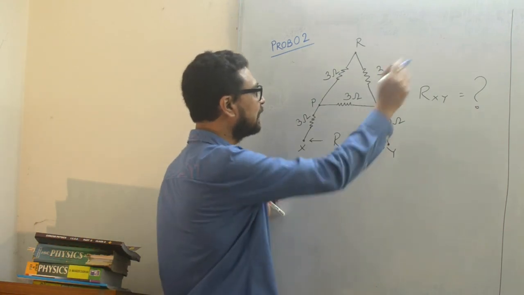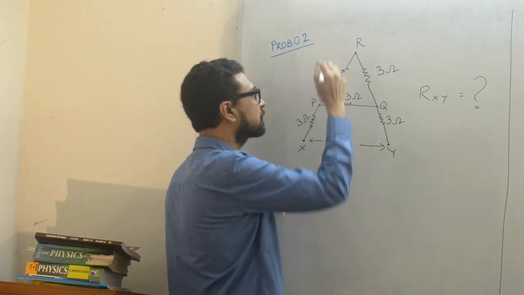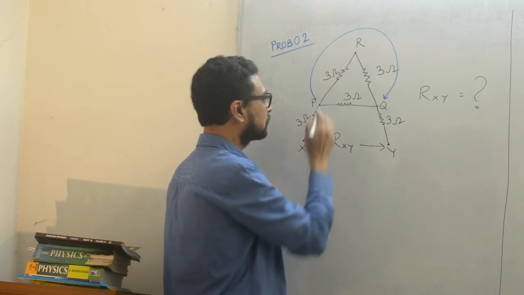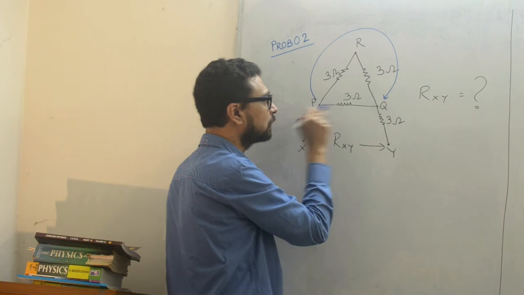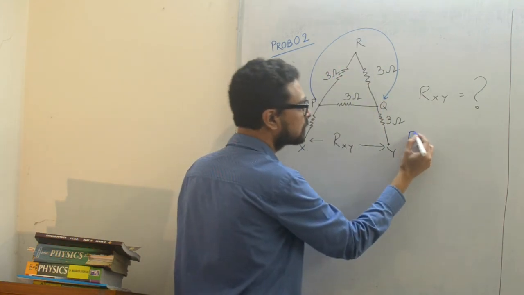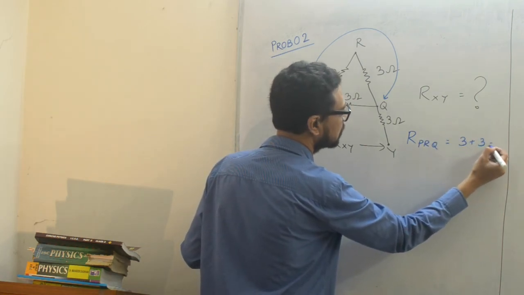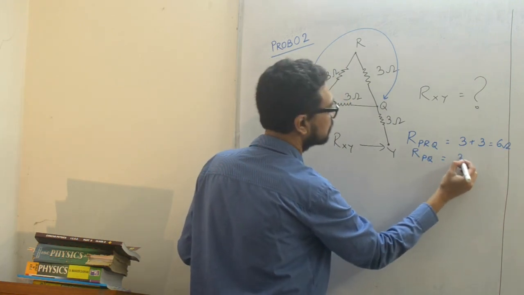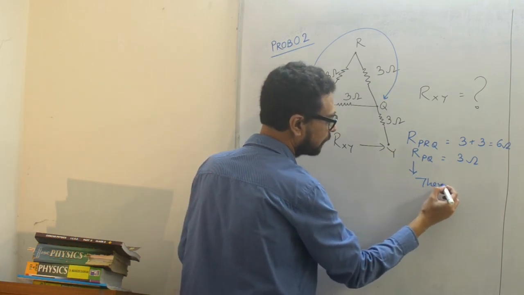Okay, what you can see here, before we come back to X and Y, we have other junctions P and Q. So let us first resolve this section, P to Q. Now what is this? If I want to go from P to Q, we have two paths. One is PRQ, one is PQ. So PRQ is 3 ohm and 3 ohm. So resistance across PRQ is 3 plus 3 because it is series, and resistance along PQ is 3 ohm, and you can understand they are in parallel.